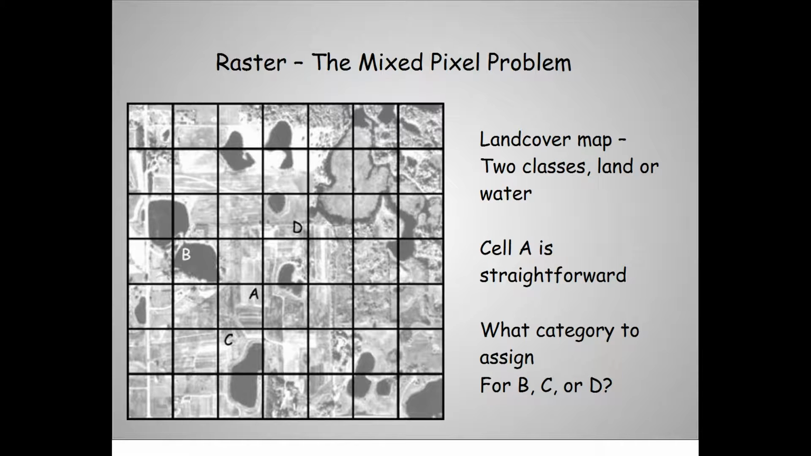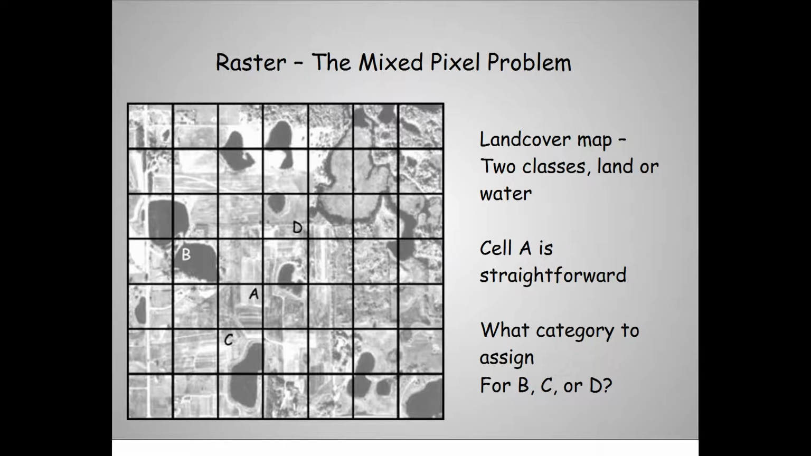Well, one way is to change the grain size. That blows up our data. The other way is to just say, okay, well, it's going to get the majority value. And effectively what we're doing when we do that is we're lowering the spatial resolution. We're changing the quality of the data.